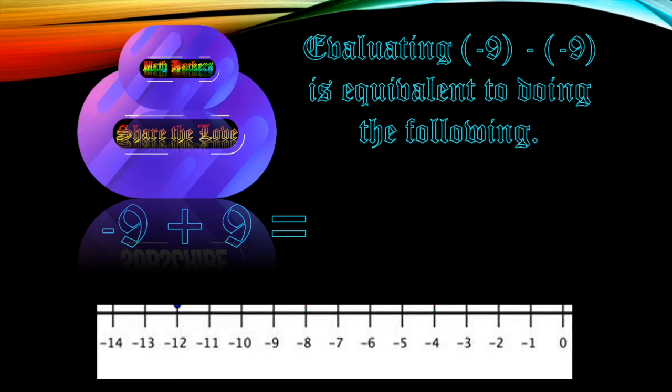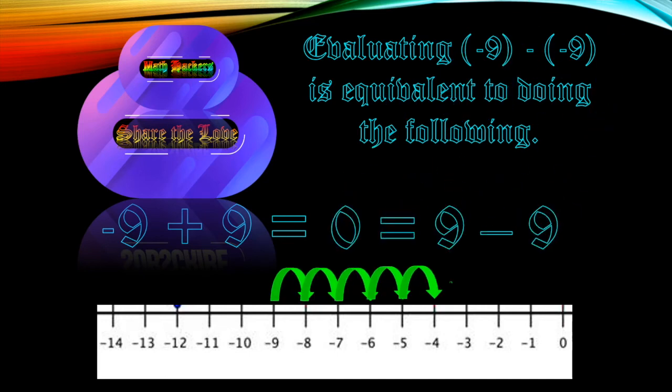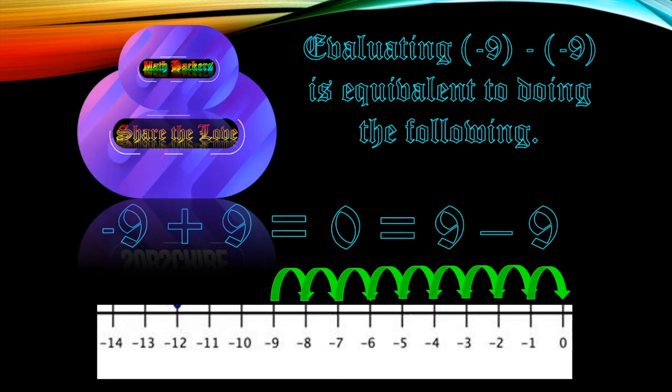Evaluating negative 9 minus negative 9 is equivalent to doing the following. This is self-explanatory. As mentioned earlier, a concurrent negative, that is a double negative, turns into plus, as illustrated on the screen. Minus 9 minus minus 9 equals minus 9 plus 9, which in turn equals 9 minus 9, which is 0. Or put simply, start at negative 9, moving 9 places to the right, which will lead you to 0.